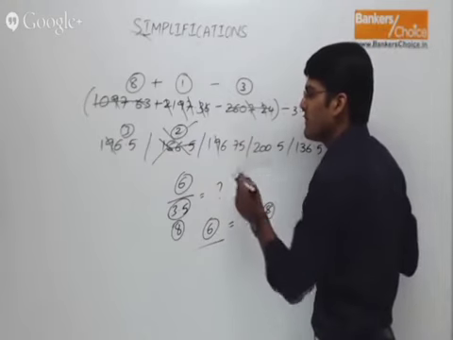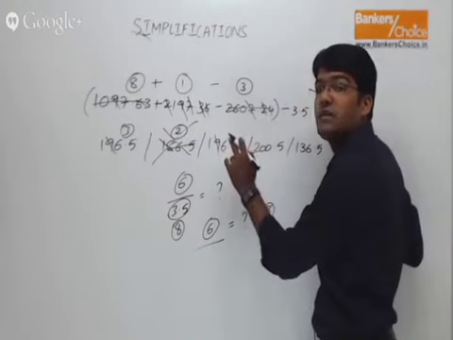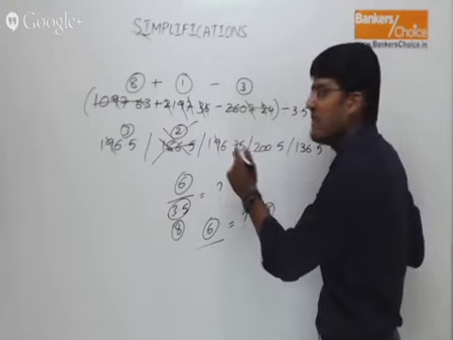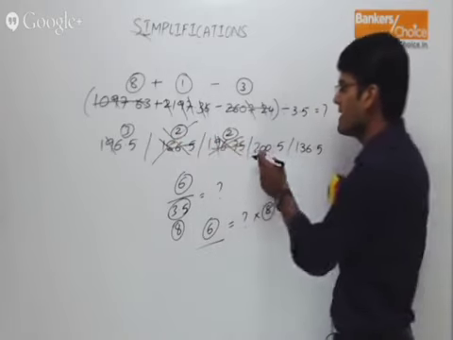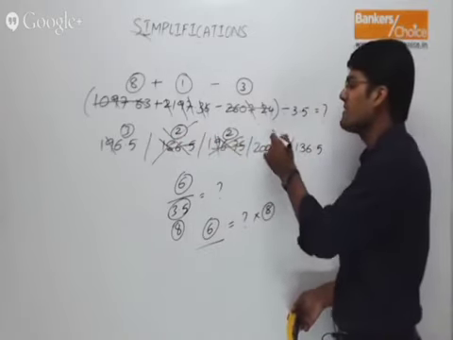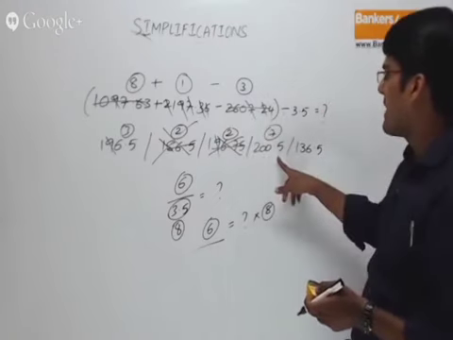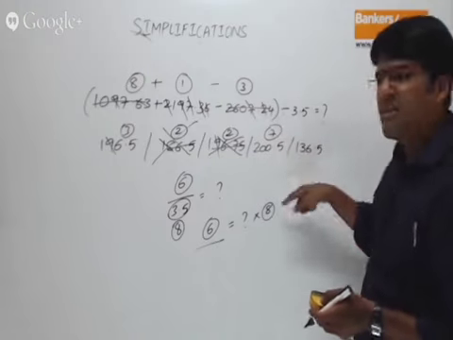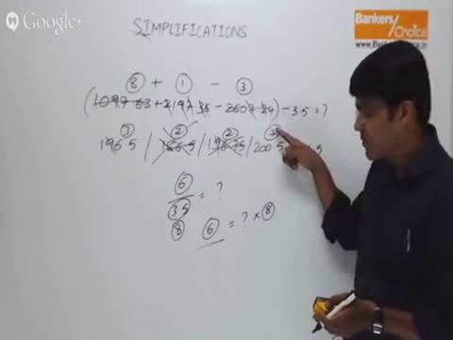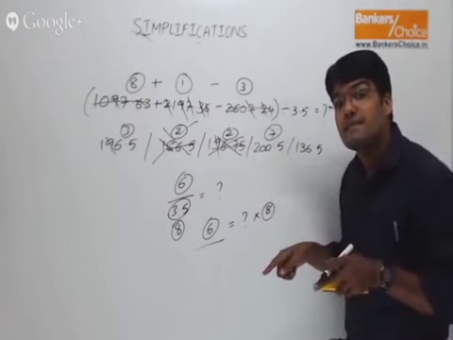196.75. 9 is gone. 6 and 1, 7. 7 and 7, 14. 14 and 5, 19. 1 plus 9, 10, and 1 plus 0, the root digit is 1. Look at the next one, 200.5. 2 plus 5, 7. Root digit is 7. 8 into 7, 56. 5 plus 6. Understand?